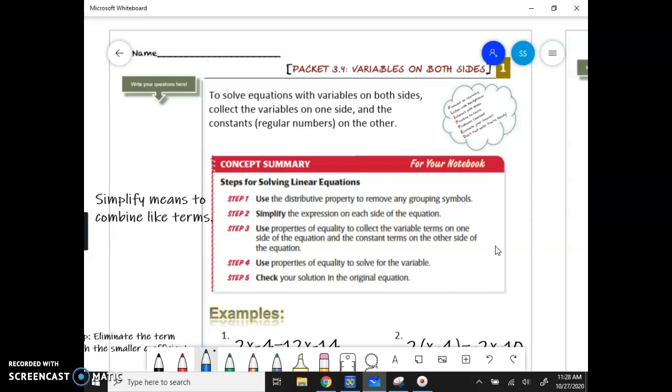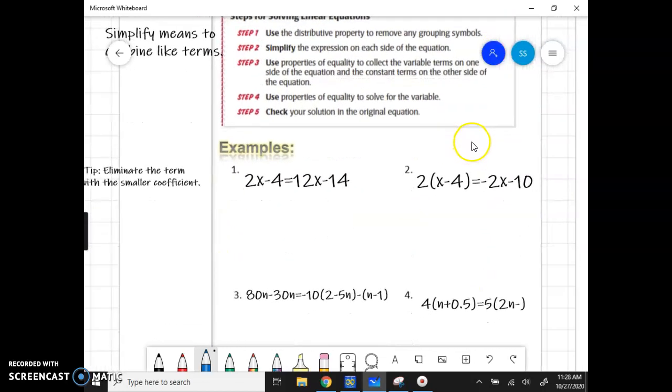That's the beauty of equations: we can always check our answer to make sure that we got the right answer. All right, so let's take a look at some examples here.